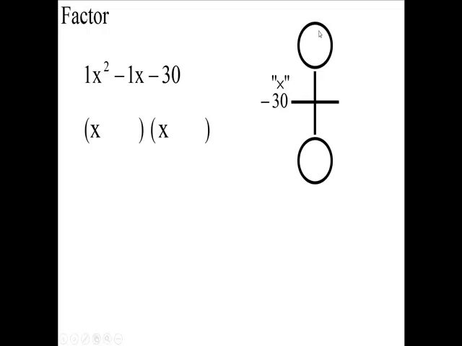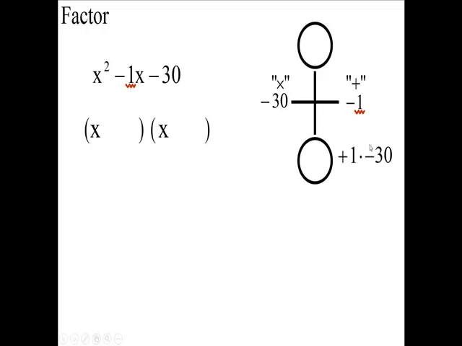So we want two numbers. I'm going to write my two numbers here, that when you multiply them, that's with the multiplication sign, you get minus 30, and when you add them here, you're going to get this number right here. So we want the factors of negative 30 which add up to be negative 1.